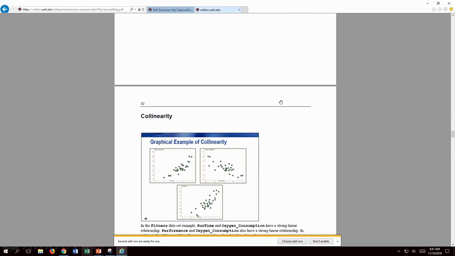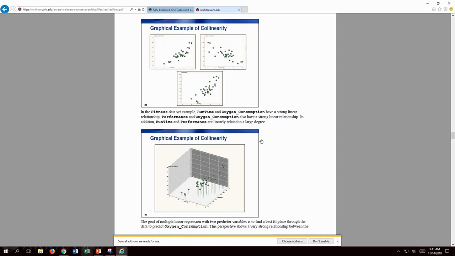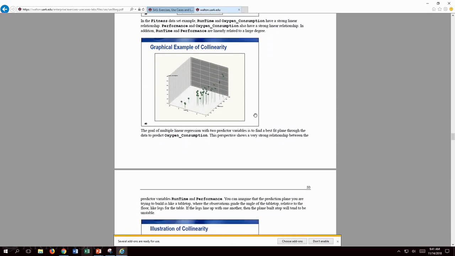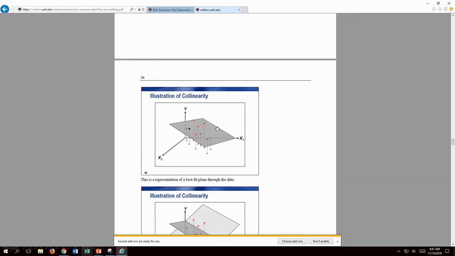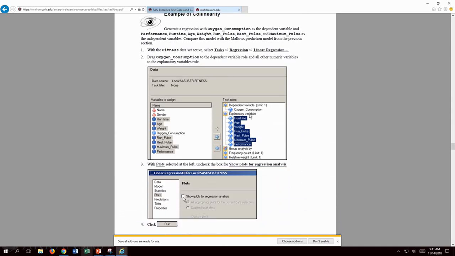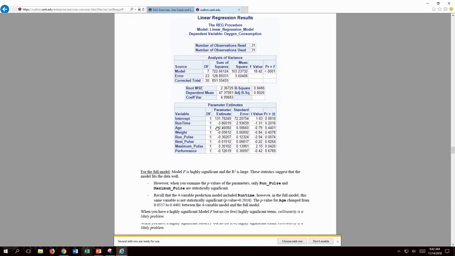Collinearity. Look, whole section on it. So, in our fitness data set, runtime and oxygen actually have a strong linear relationship. We didn't look at it with the dependent variable. Runtime and performance are linearly related. We already kind of figured that out. What's happening here is kind of the visual of what's going on with the collinearity. We're not going to get to that. So this is basically what we're doing right now.